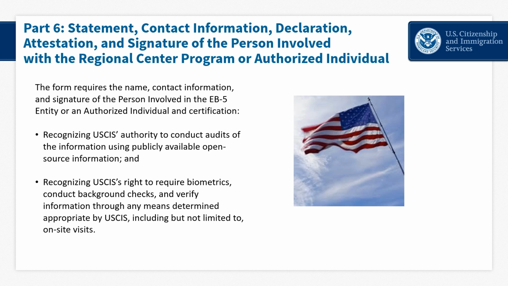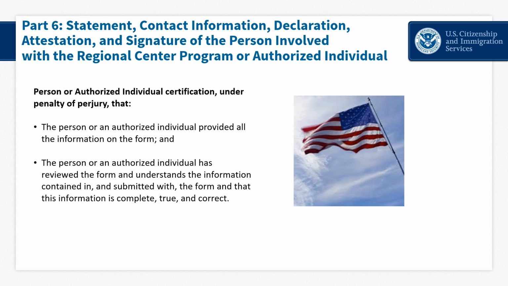This individual must sign and date the form following the certification. The authorized individual must also declare, among other things, that they recognize USCIS authority to conduct audits using publicly available information, and recognize that USCIS may verify information through any means determined appropriate by USCIS, including but not limited to on-site visits. By signing the form, the person involved with the Regional Center program or authorized individual swears under penalty of perjury that they provided all information required by the form, and that all information is complete, true, and correct.